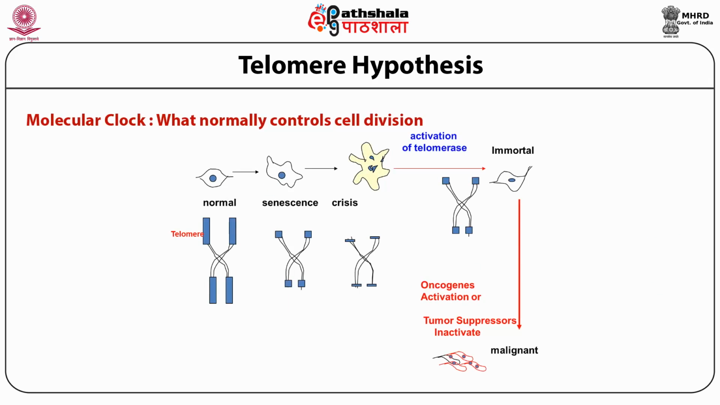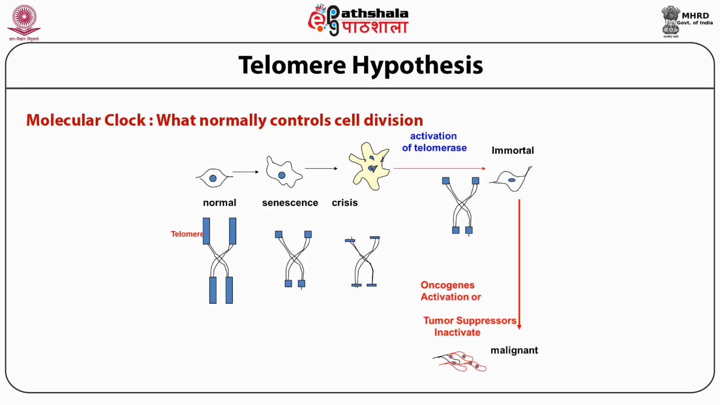The Hayflick limit was later explained by the telomere hypothesis. Telomeres are nothing but repetitive DNA sequences at the end of the chromosomes. With each round of division, there is a loss of telomere, and shortening of telomere sets the process of aging or replicative senescence. When telomeres are too short, it leads to activation of a DNA damage response, thereby leading to cellular crisis, which ultimately culminates in cell death.